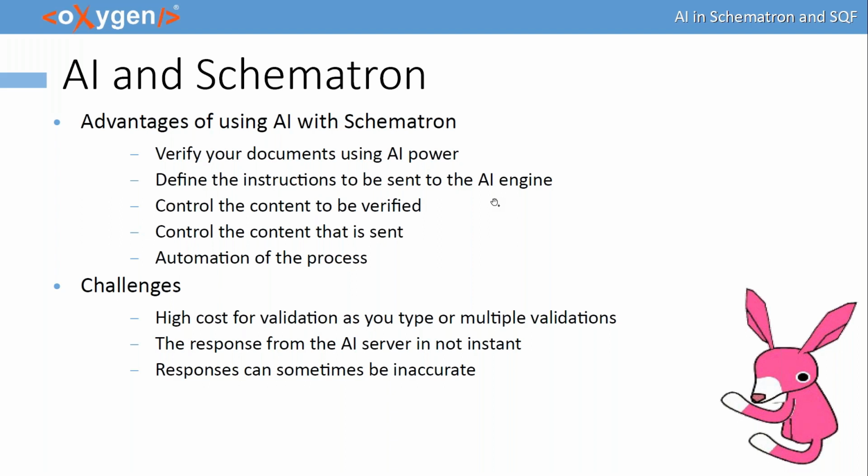Of course, there are challenges here. The high cost of the validation. If you are using validation as you type, every time you make a modification, the AI is asked about something, and the response from the AI is not always instant. Even now, this is improving, and maybe it will be faster and faster, but sometimes it can take a while to respond. Then the responses can also be inaccurate, so you need to check if the response is accurate, and maybe have some tests that will verify this.